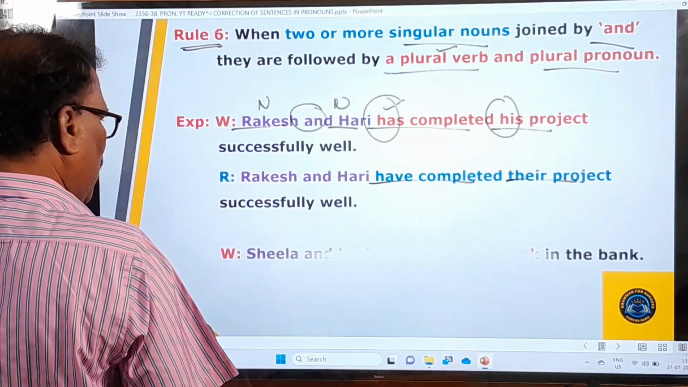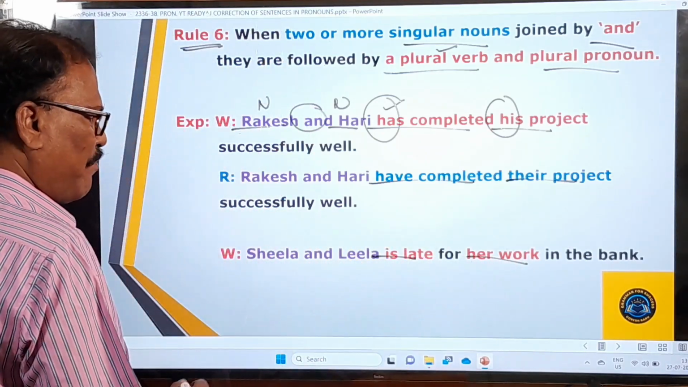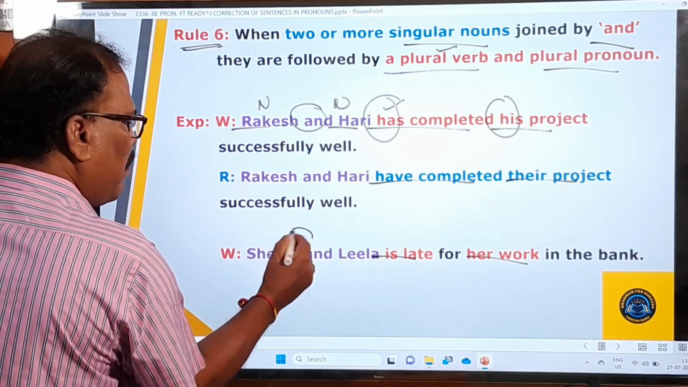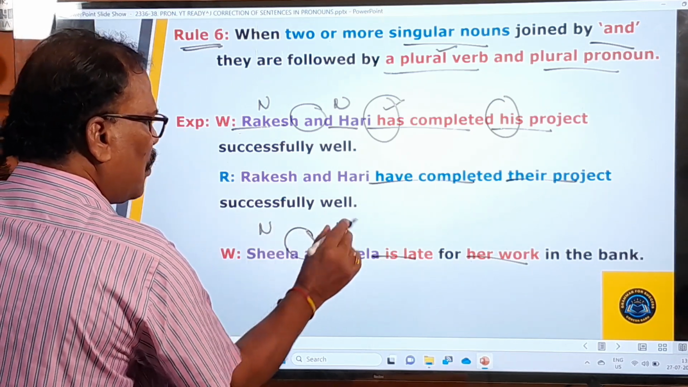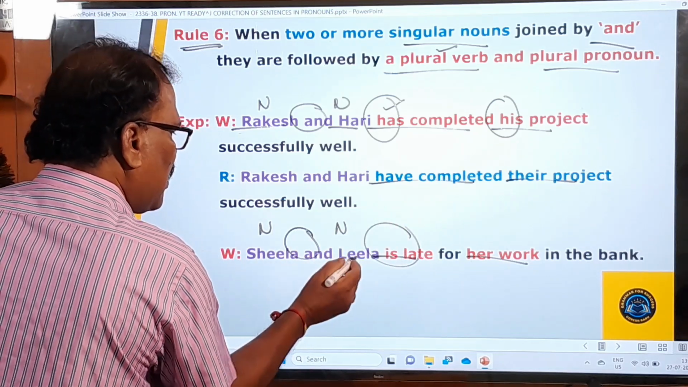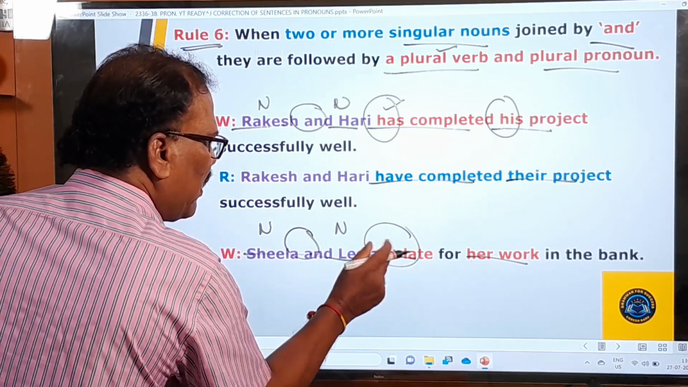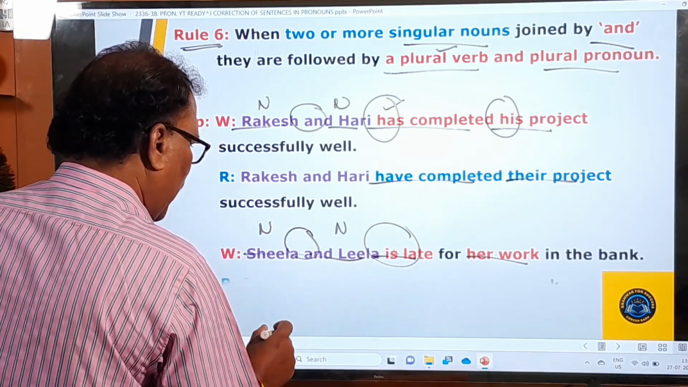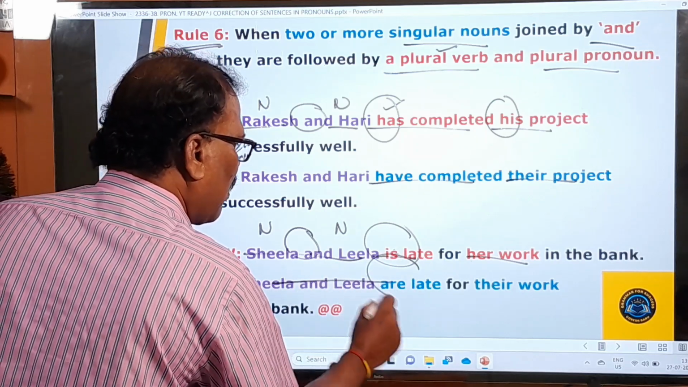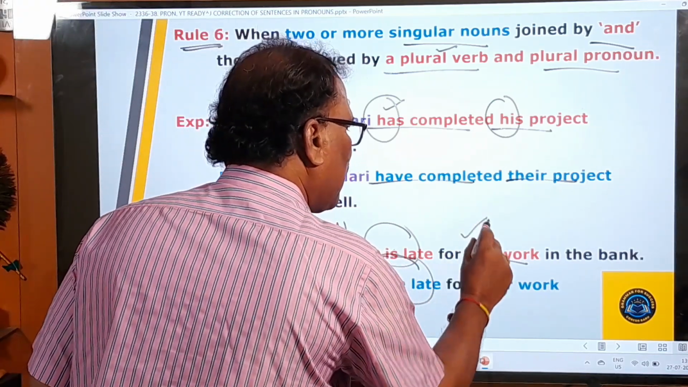Okay, you go to the last example. "Sheila and Leela is late for her work in the bank." Sheila and Leela, these two persons are joined by and. Noun 1, noun 2, two singular nouns are joined by and. "Is late." Don't say that. When there are two persons, this is a plural subject. Plural subject means automatically a plural verb must be there. But here a singular verb is there. That's wrong. Okay, here see: Sheila and Leela are late for their work. Here "for her work" is there, but it should be "for their work."